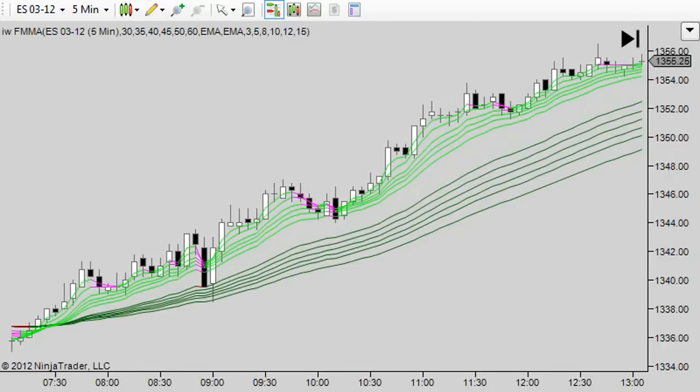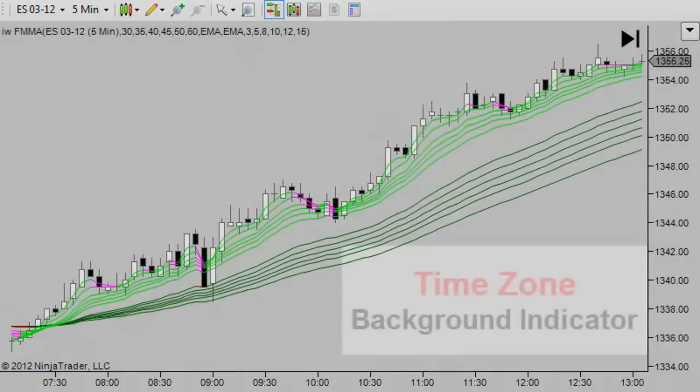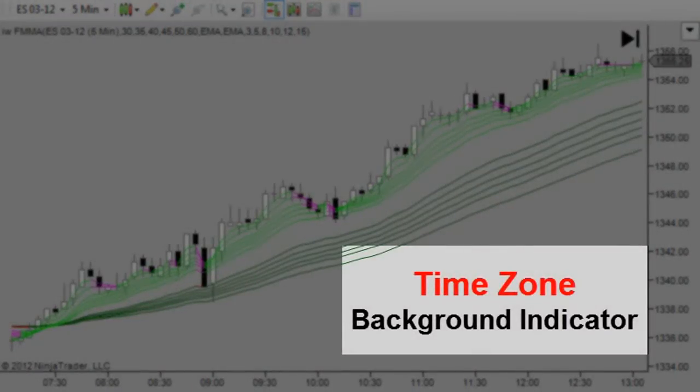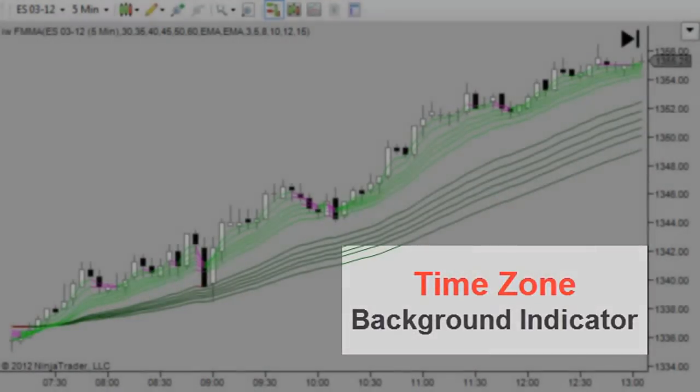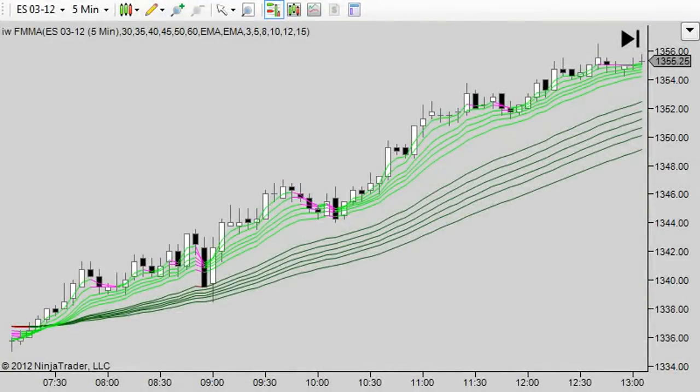Today we're going to talk about the time zone background indicator. We've recently enhanced this indicator, so there are a few new items for those of you that already have this. This will allow you to configure 3 separate time periods. You can also configure the color, opacity, start and stop times, as well as audio alerts at those times.